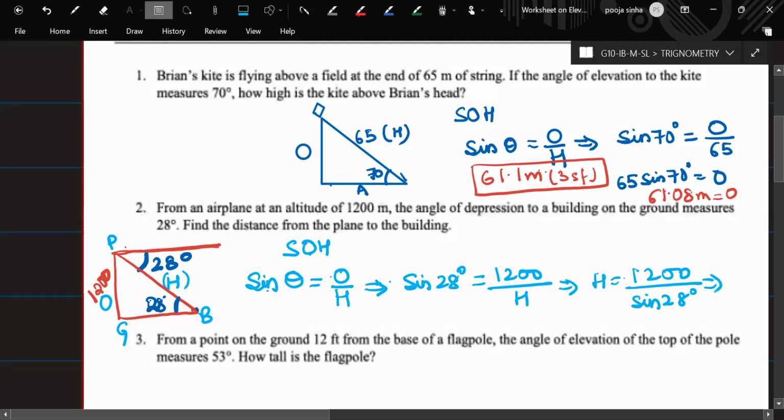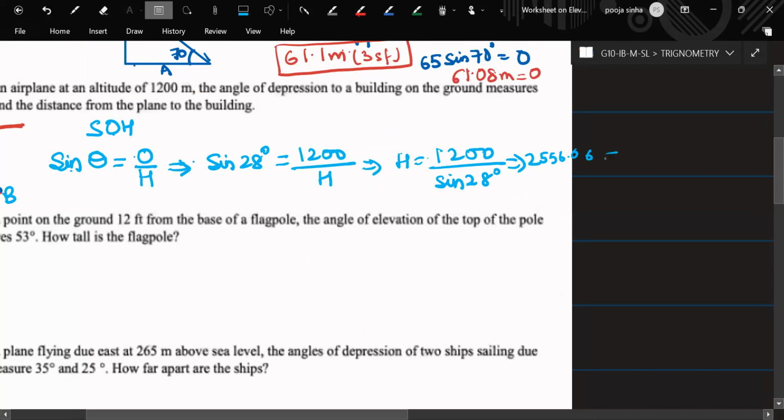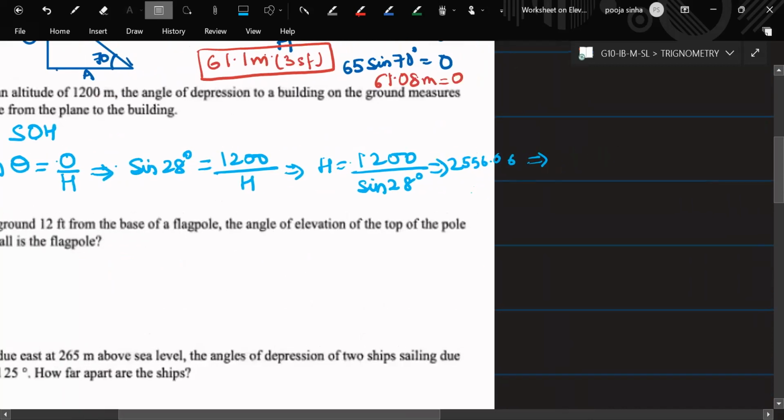Give me the answer. Miss, the answer is 2556.1 or 2556.065. So, can you give me the answer in three significant figures? Three significant figures means you can only give three numbers, right? So hypotenuse will be equal to how much? 2560 meters.